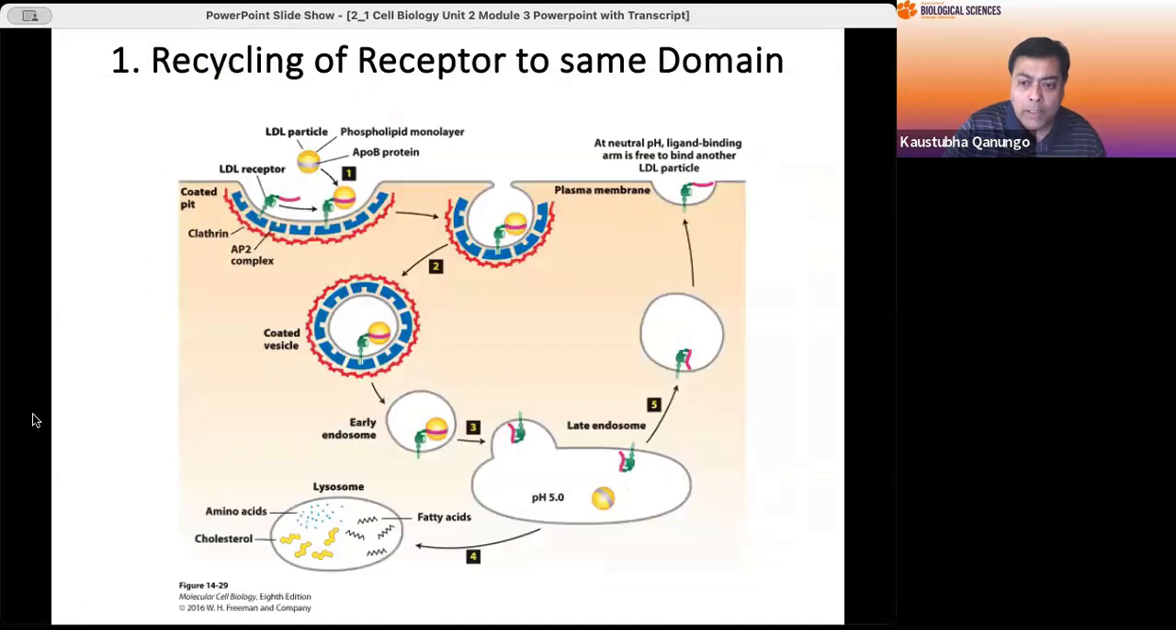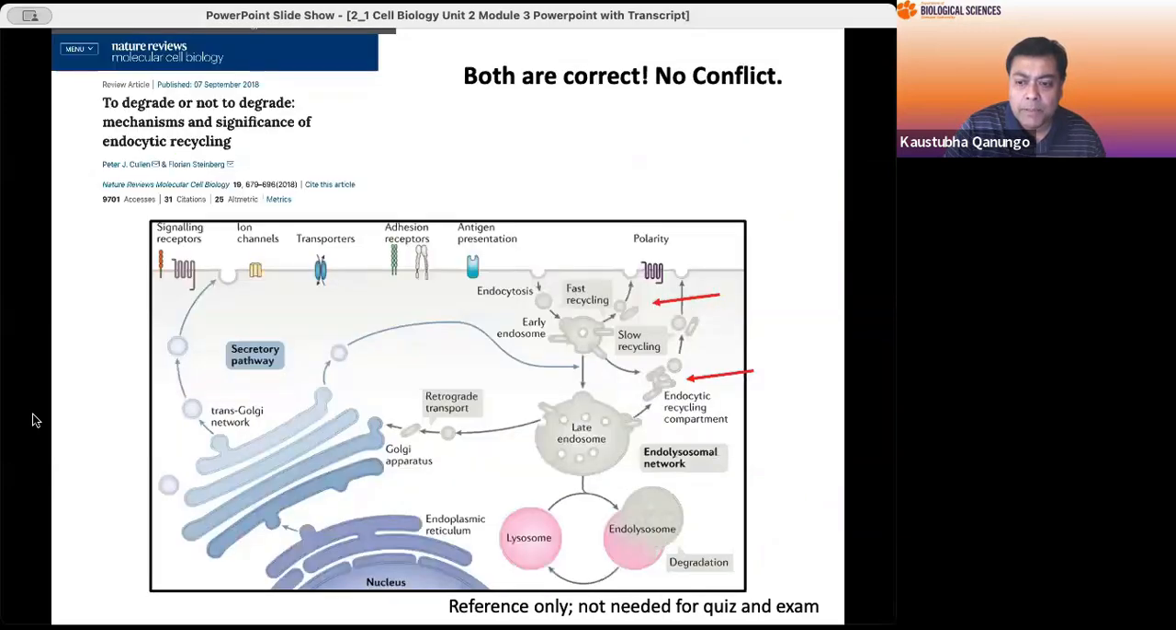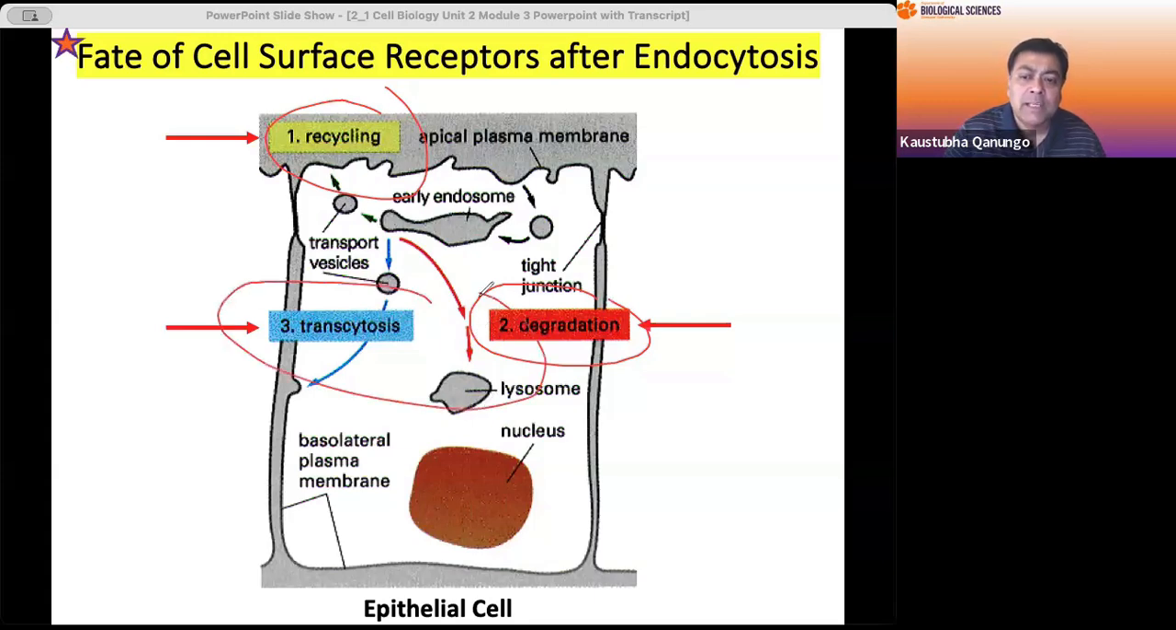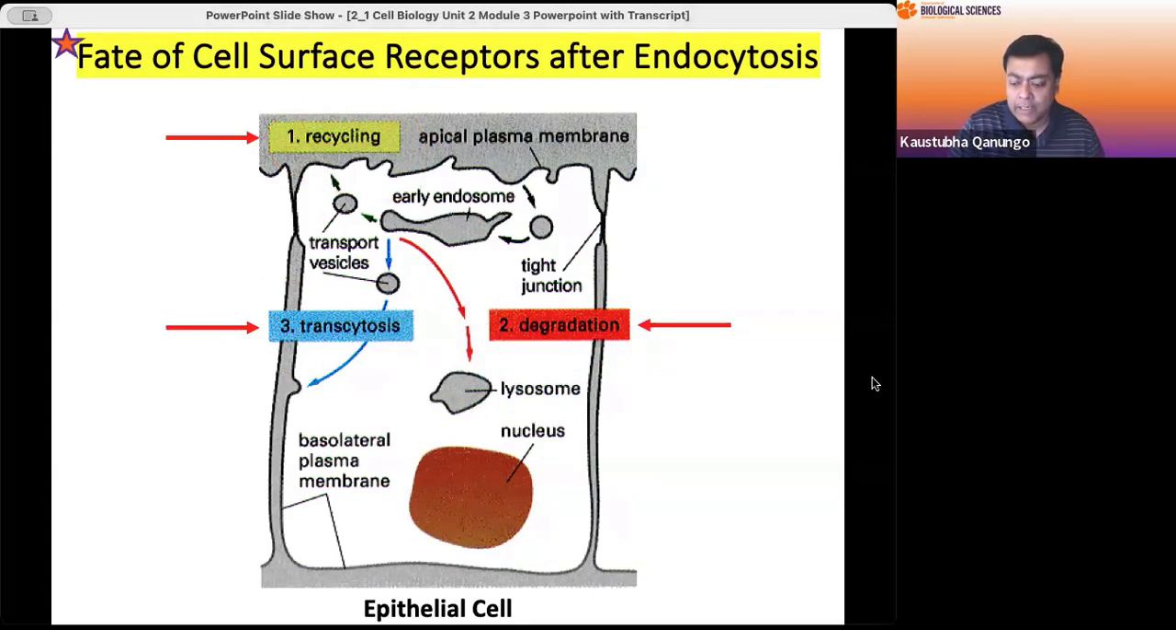Again, what are the different fates? Remember that we saw this slide in here, and these are the three things. Remember that this by itself is a question: what are the fates of the cell surface receptors after endocytosis? Recycling, we saw LDL, transferrin. We saw degradation, EGF receptor. Transcytosis, antibody molecules. These are the three examples of where they can go.